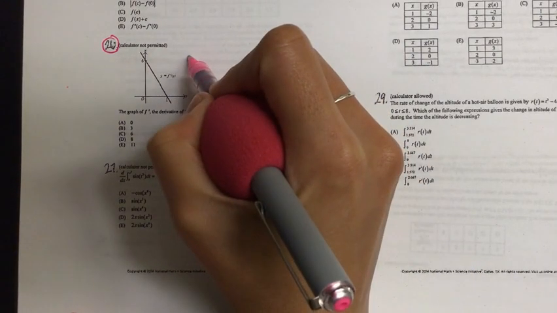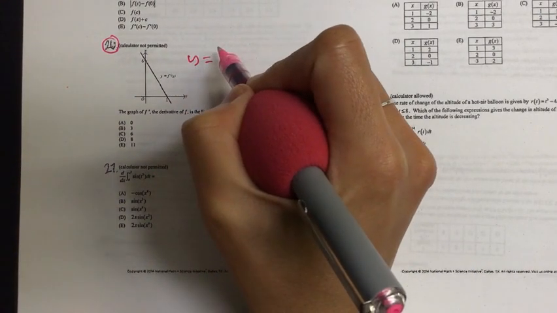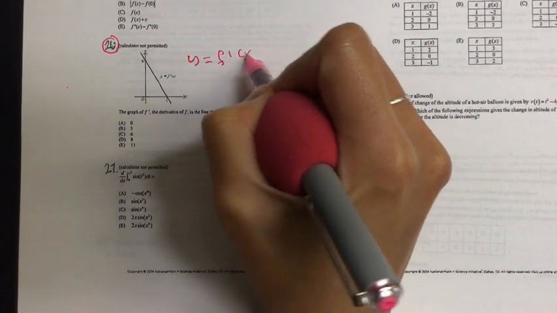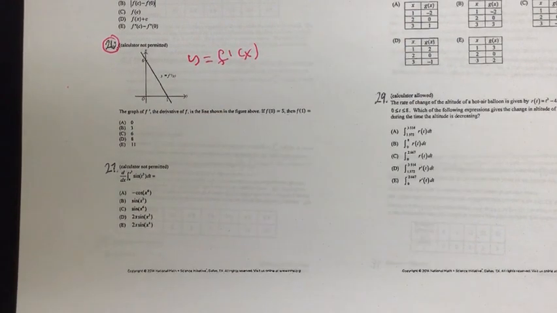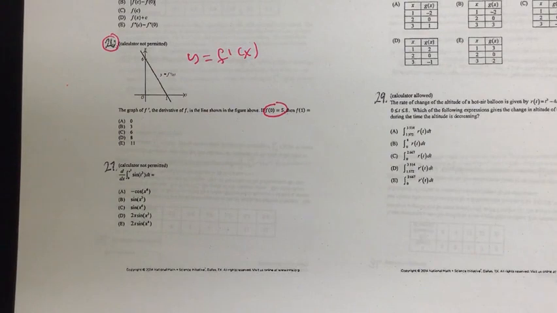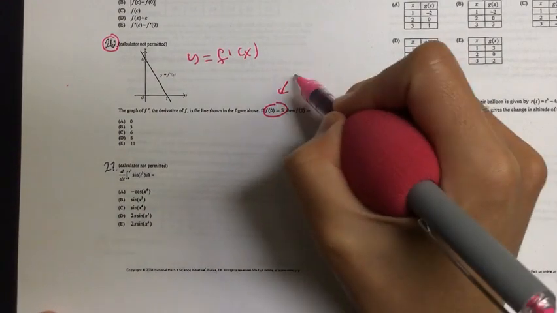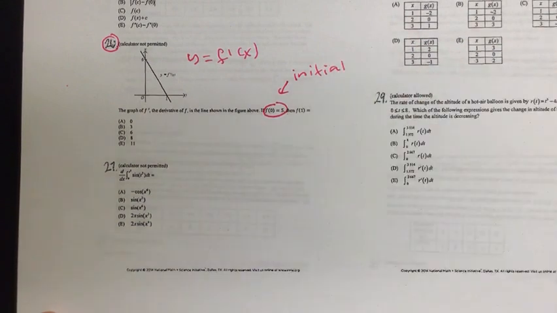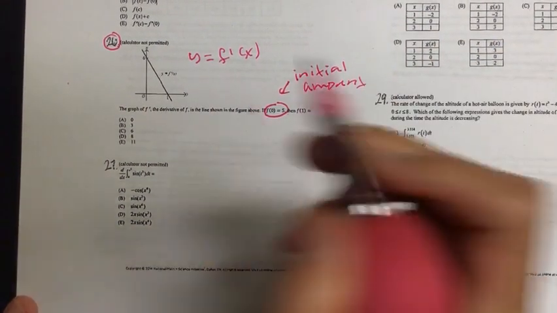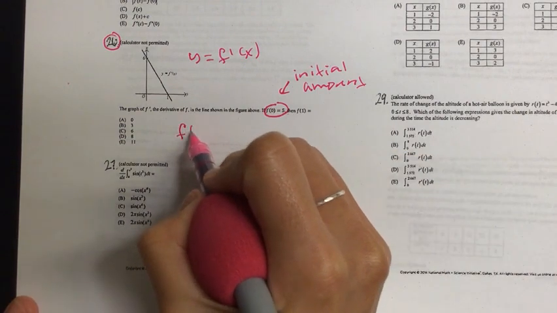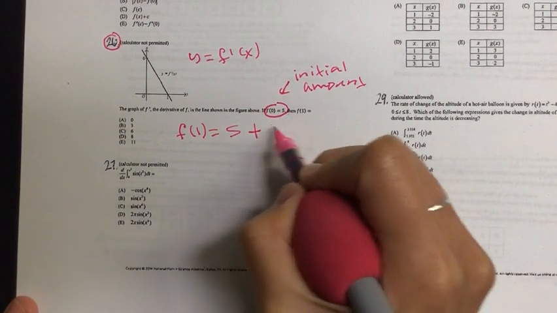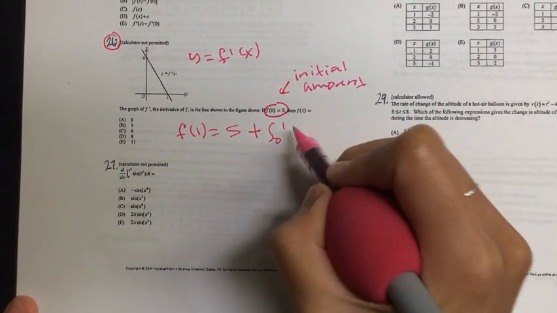So the given graph is y equals f prime of x, is that right? Now, one thing to denote here: if I give you anything at x equals 0 as some number, that is your initial amount, meaning you have to add on top of that initial amount. So if we're looking for f of 1, that basically means take the initial, add the integral from 0 to 1 of the graph given.